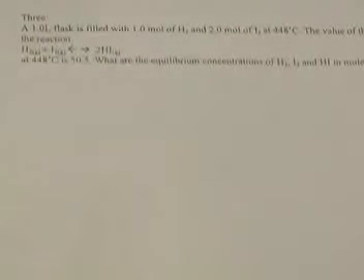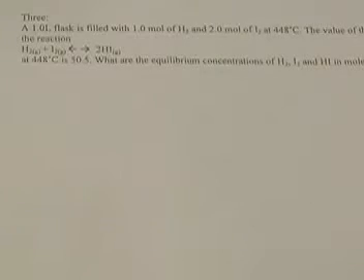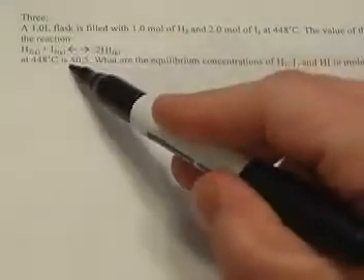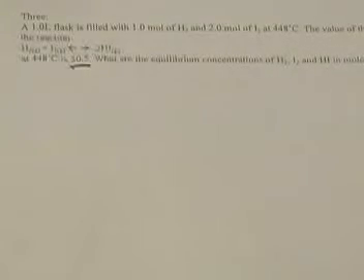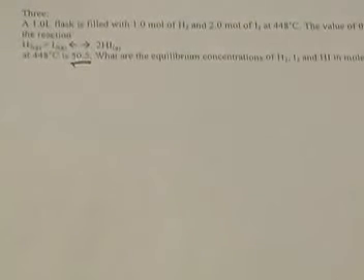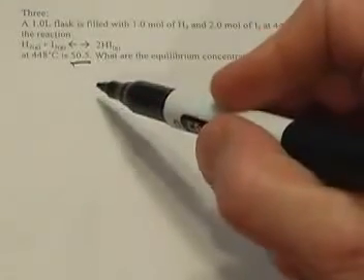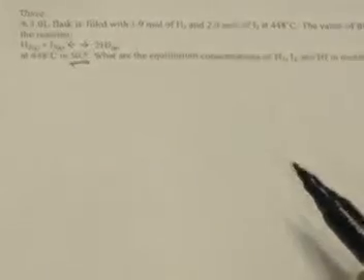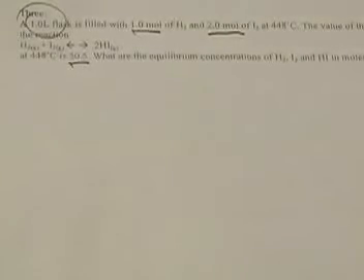Question number 3. A 1 liter flask is filled with 1 mole of H2 and 2 moles of I2 at 448 degrees. The value of the equilibrium constant is 50.5 at that temperature. What are the equilibrium concentrations of H2, I2, and HI in moles per liter? Well, the first thing you need to do in a problem like this, where you're given some initial concentrations, 1 mole and 2 moles, and notice that it's in a 1 liter flask, so you just take moles and divide it by liters to get your molarity.